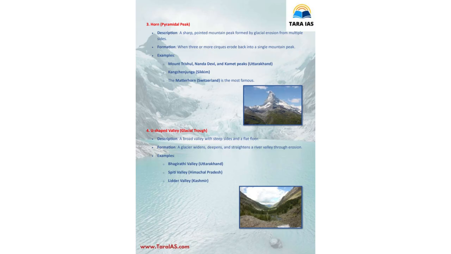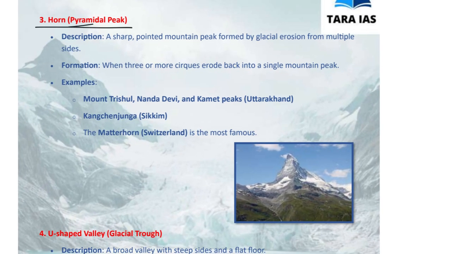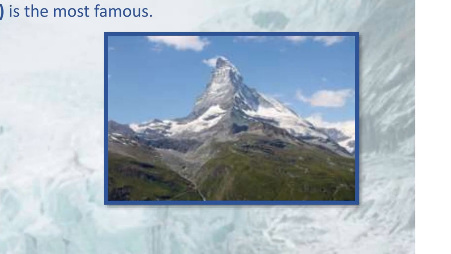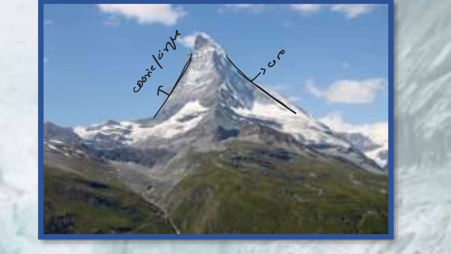So moving on to the next erosional landform, it is horn or pyramid peak. So from here let's look. Here, I want you all to identify what is cirque, what is arete. So obviously, look here, it is a steep slope. So what is this? Cirque. And here also it is a cirque.